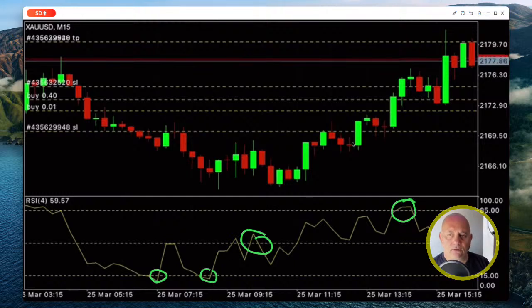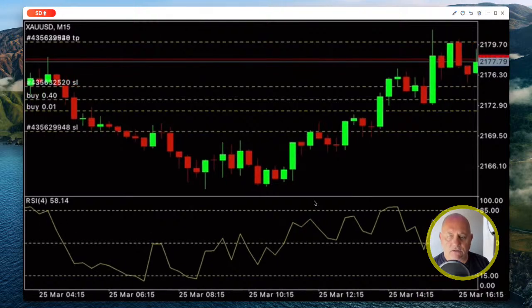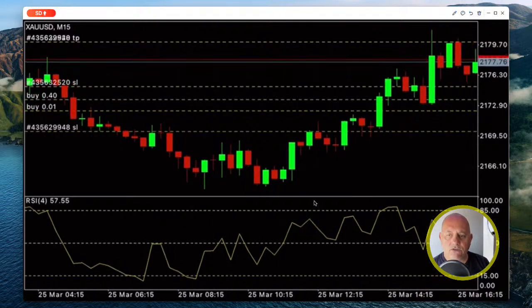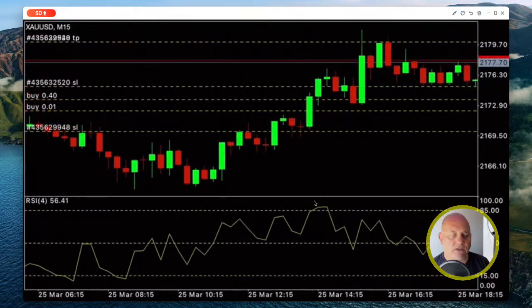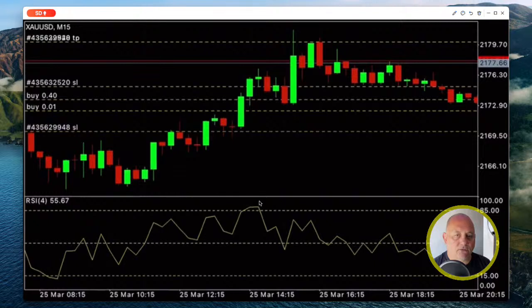Trying to think of another scenario that I want to show you. This is just absolute key. It's confirmation of when to enter. So let me give you an example. Yeah, let's just look at this. So this is actually a sell signal on the RSI 4.